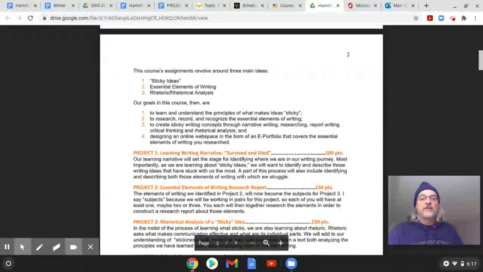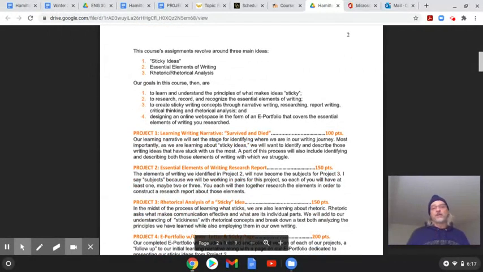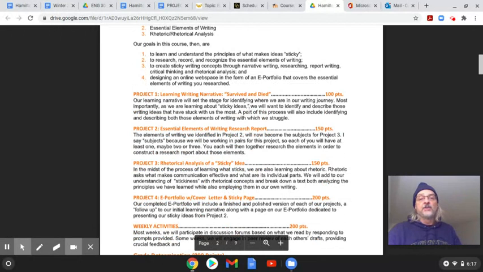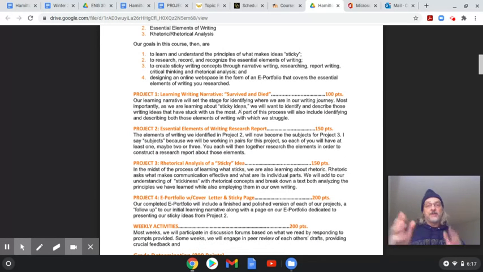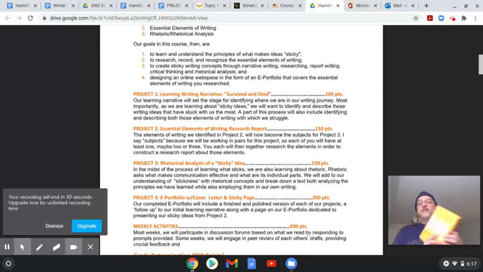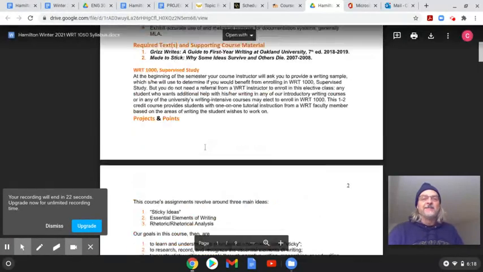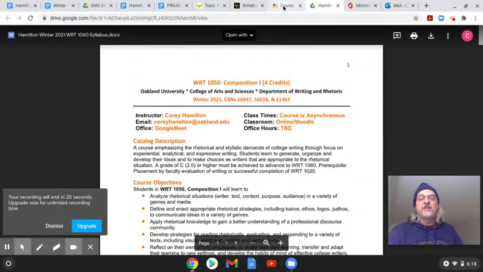Obviously, the projects and the points, I'll go into greater detail with those as we get moving. We're going to start in Unit 1, which is the learning writing narrative. We're going to dive into a learning experience about writing, and it's going to build from there. Notice how all these things have to do with sticky ideas, what makes them stick, like those earworms we get and can't get out of our head. That's the general idea of the course.